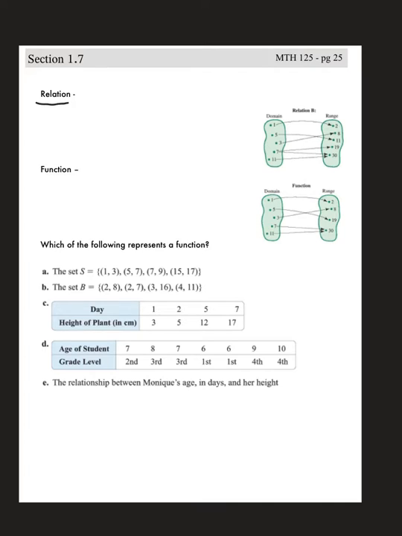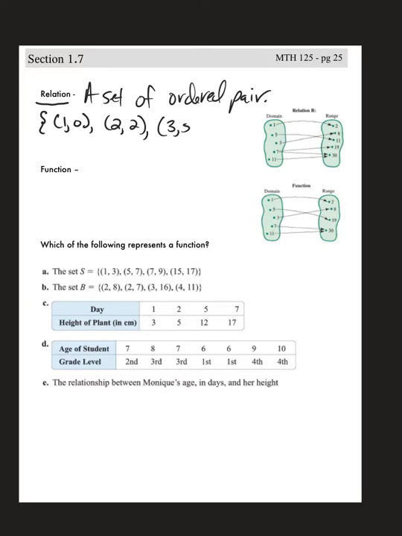starting off with relation. A relation is a set of ordered pairs. Usually what you will see with a relation is a group of inputs and a group of outputs, and the relation maps one input to an output. So you can express a relation in lots of different ways. For instance, the example I'm giving you right now is a relation that is a set of 3 ordered pairs.